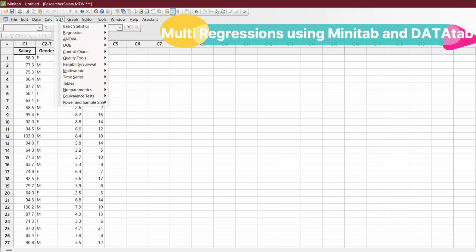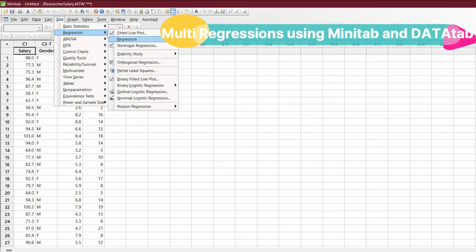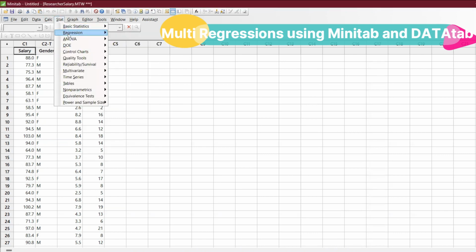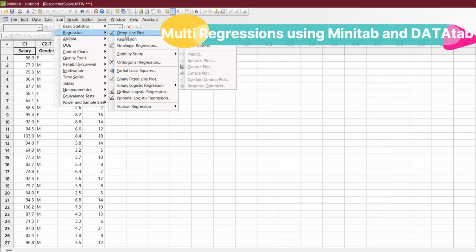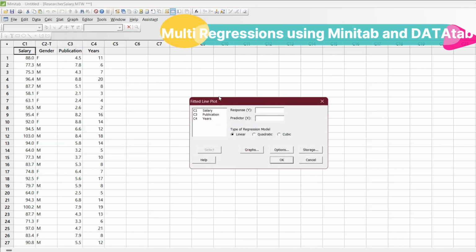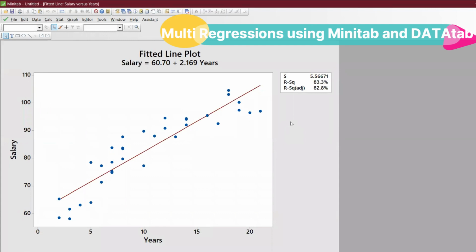Go to stat and regression. So you have two things. One, stat regression, fitted line plot, is only for the individual one. For example, if you are comparing, let me show that. Let's say only two variables you are comparing. For example, let's say output is salary, and then I wanted to see what is the year. Let's say year, right? So does the salary depend on years, number of years, the experience? Yes, it is significant, right?